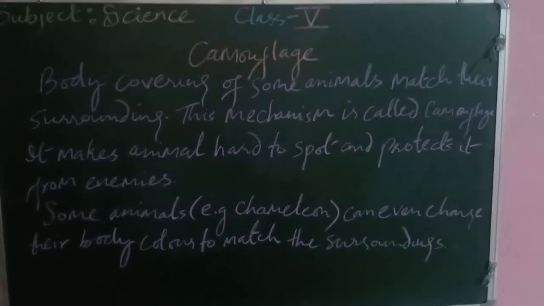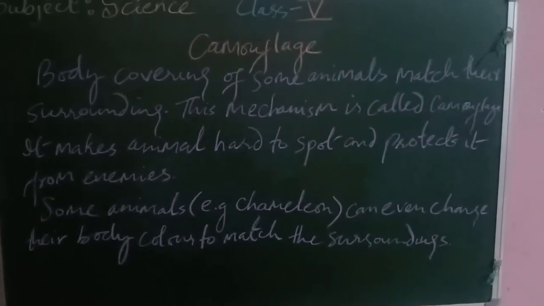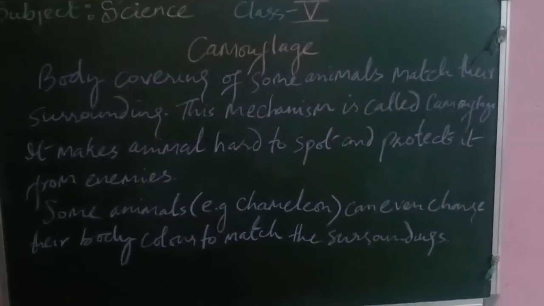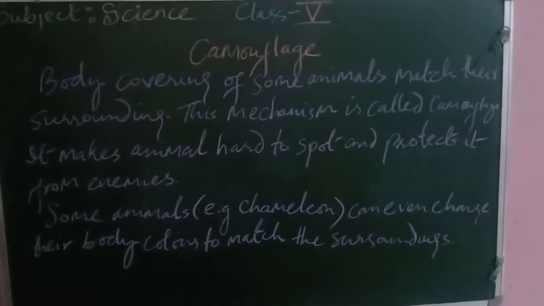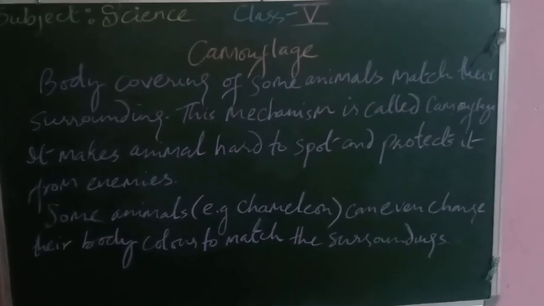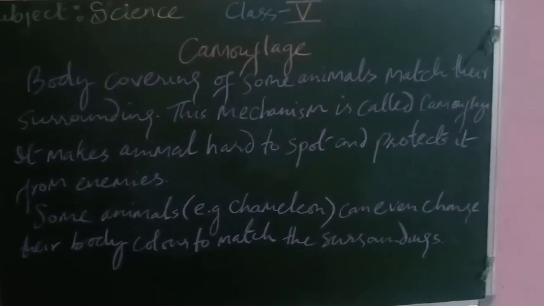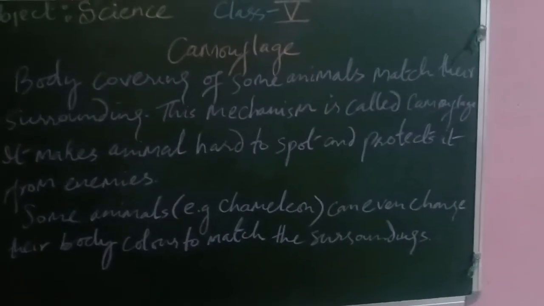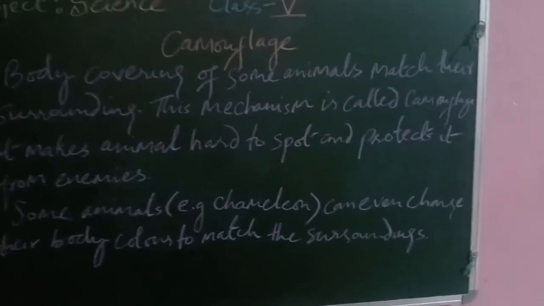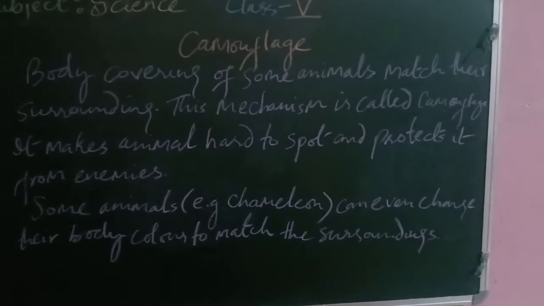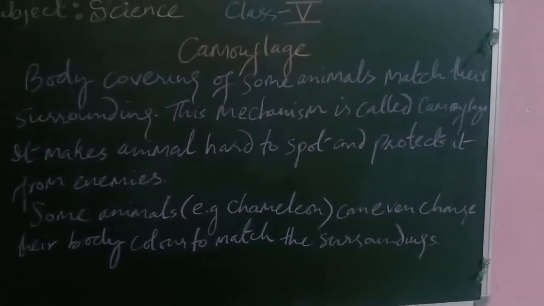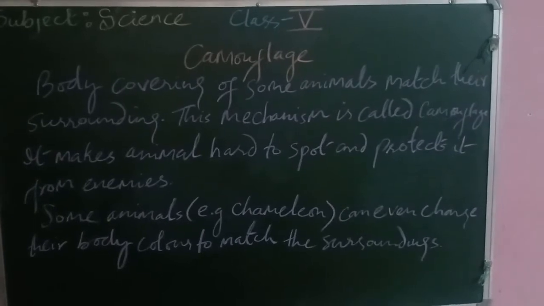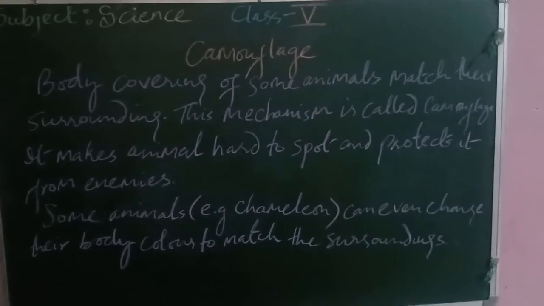The next topic we have is camouflage. Body covering of some animals matches their surroundings. This mechanism is called camouflage. It makes the animal hard to spot and protects it from enemies. Some animals, for example chameleon, can even change their body color to match the surroundings.